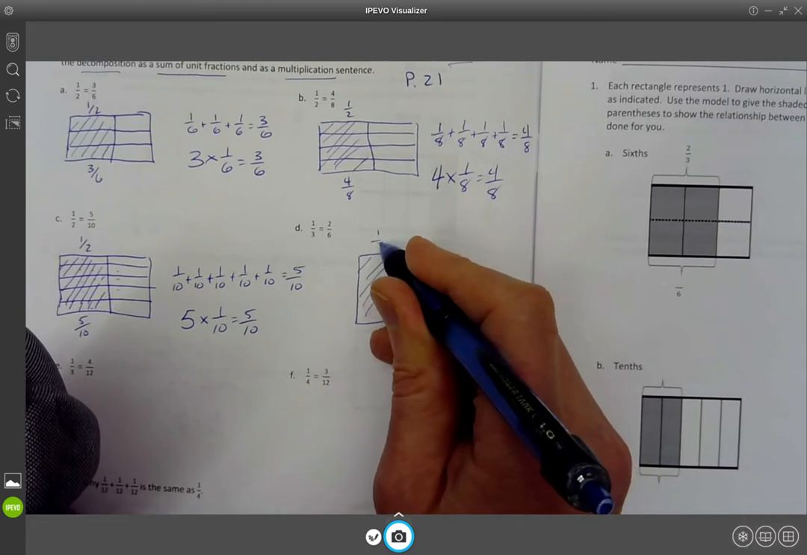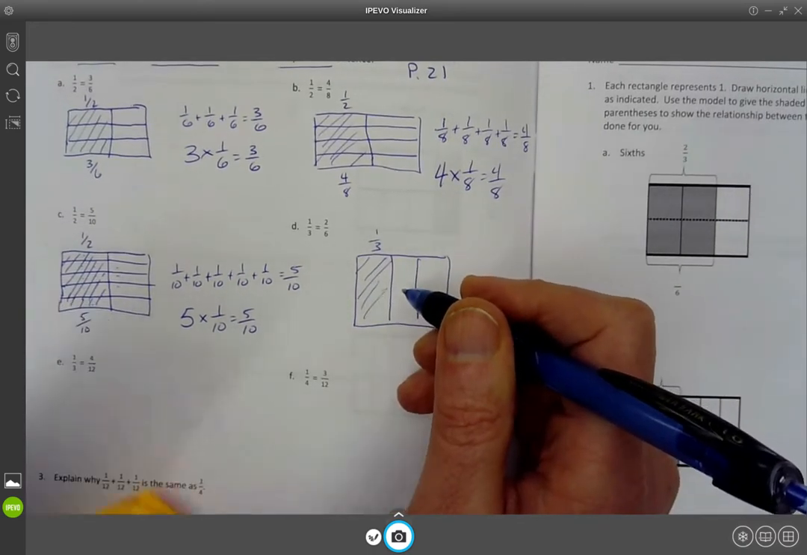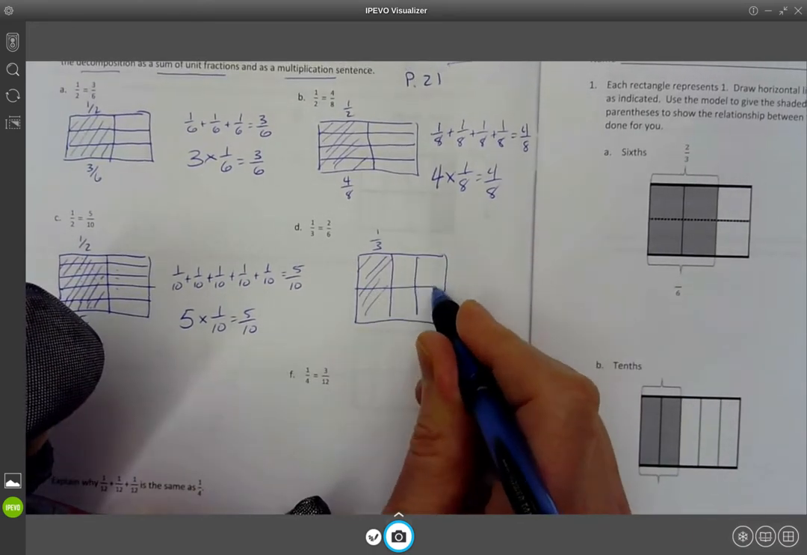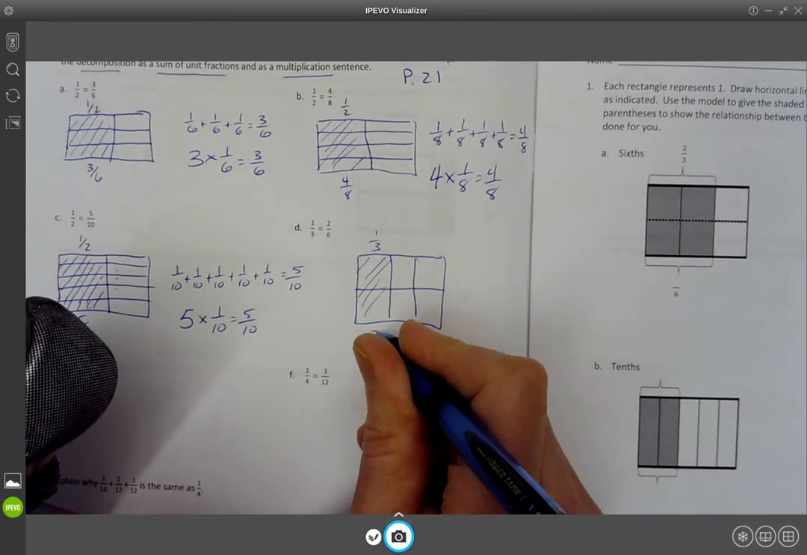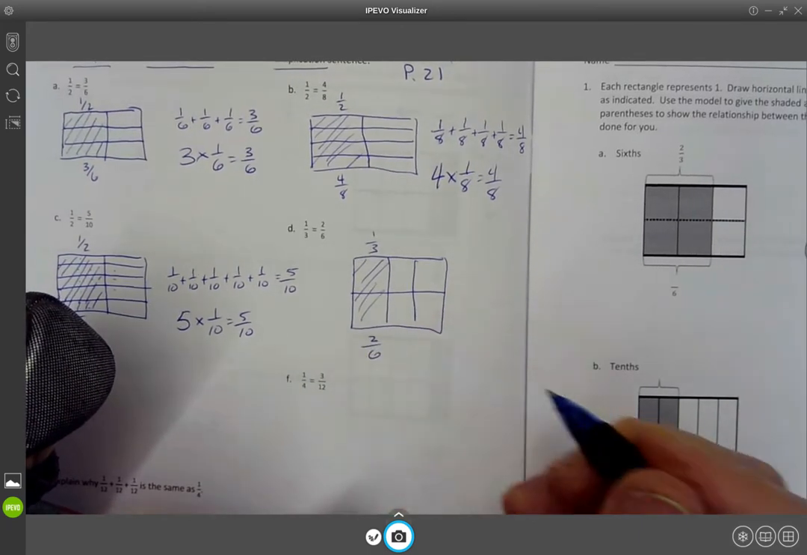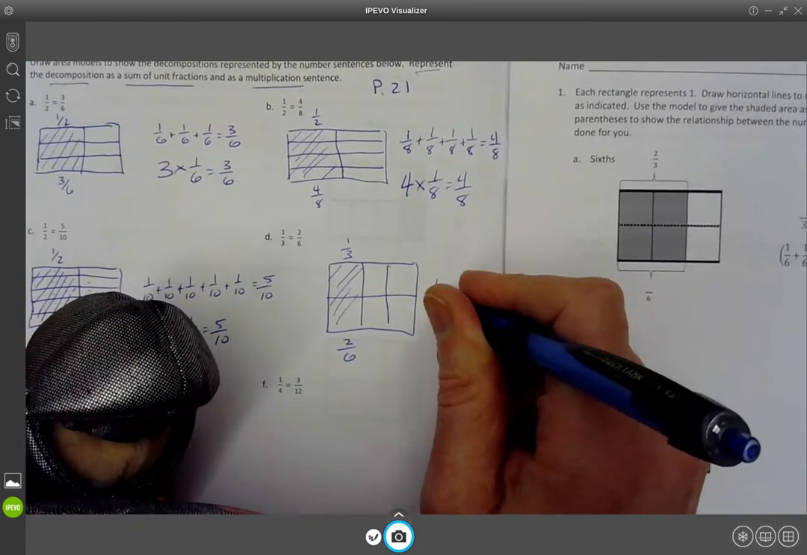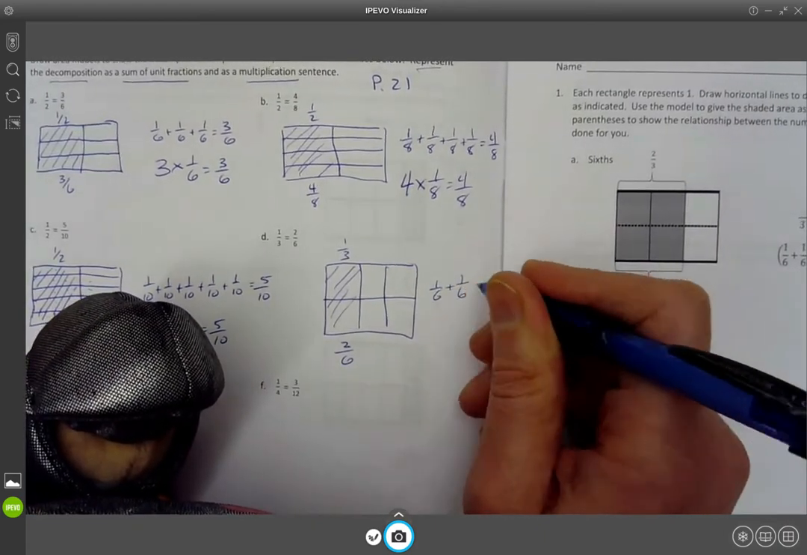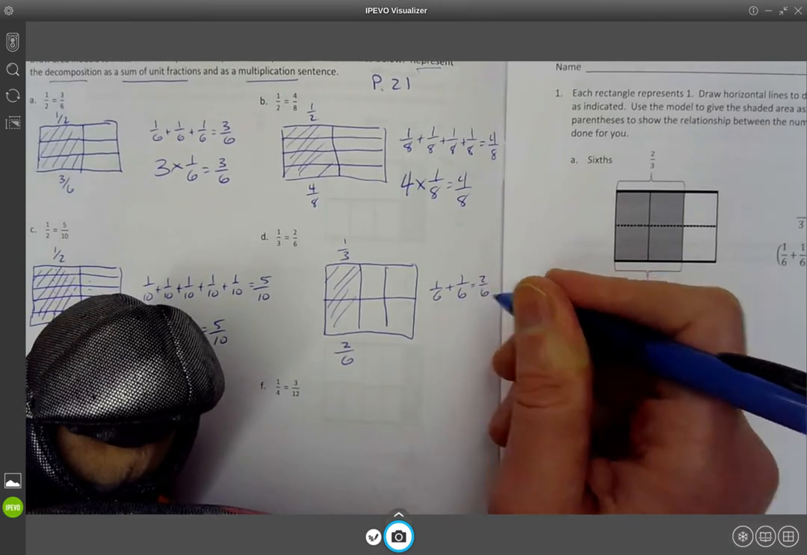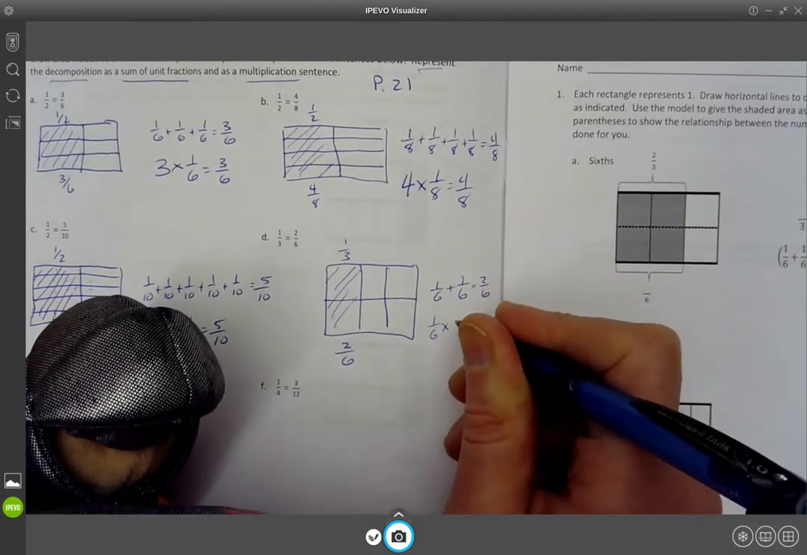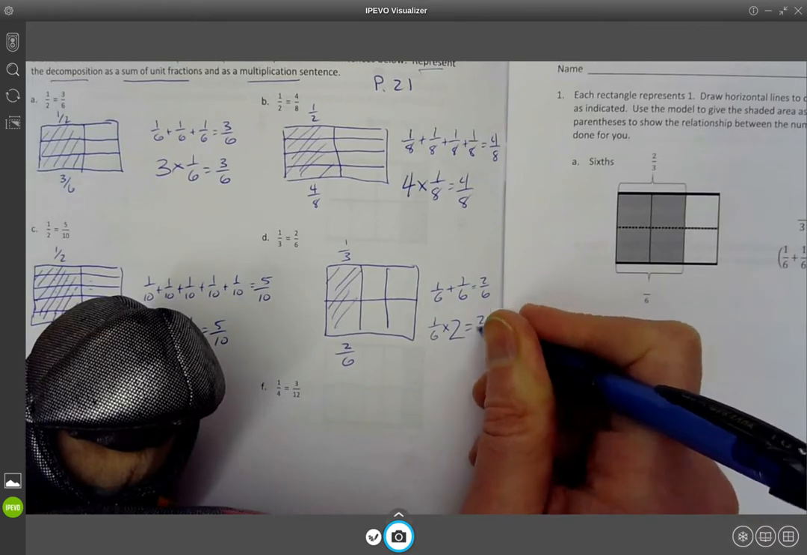1/3. And we must make it 2/6. So we need to make it into 2 rows then. 2/6. Yes, that wasn't so hard. I don't know why you were so worried about it. 1/6 plus 1/6 are the unit fractions. And 1/6 times 2 equals 2/6.